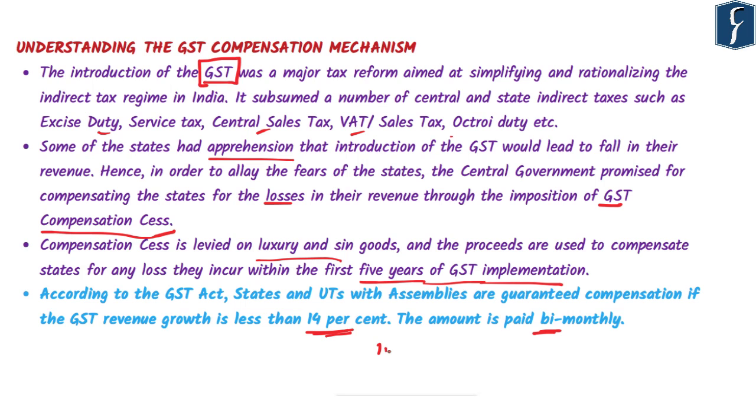Suppose a state had revenue collection of 100 units, and after the commencement of the GST regime, the revenue collection is only 110 units. So that is less than 14% growth. It ought to be 114. That was the assumption that GST will bring 14% increment year on year in the revenue collection. Now, since it is 4 units short of 114, this 4 units will be compensated by the central government to the state, and that will come from the GST compensation cess.